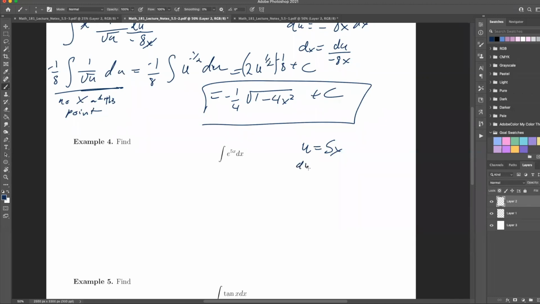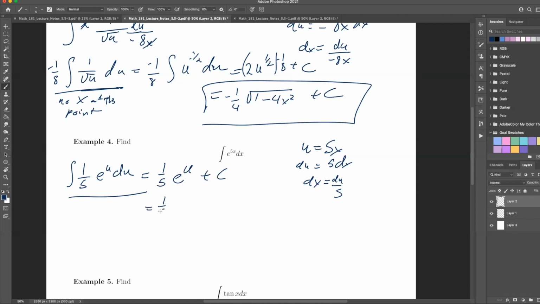So we're going to let u, so du equals 5 dx. So dx equals du divided by 5. And so here we can have the integral of 1 over 5 e to the u du. And that just becomes 1/5 e to the u. Notice that we have no more x's here, because e to the u, the antiderivative is that. And I just plug it back in the 5. And so I get 1/5 e to the 5x.